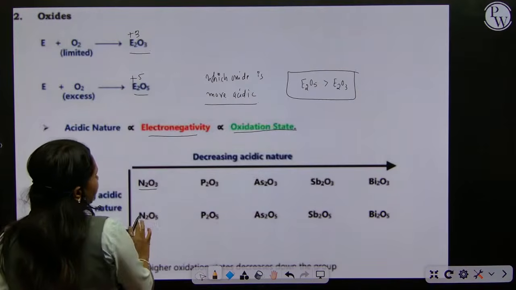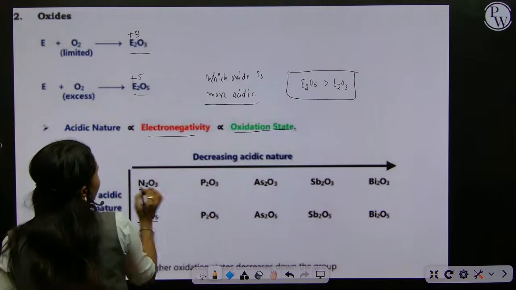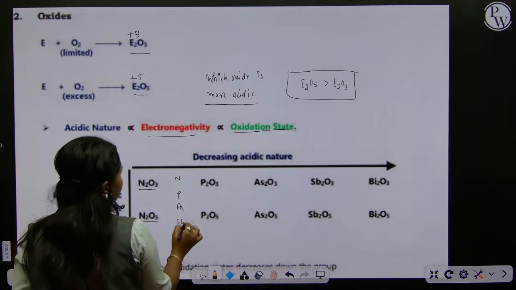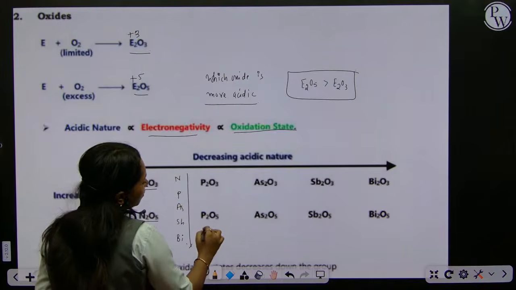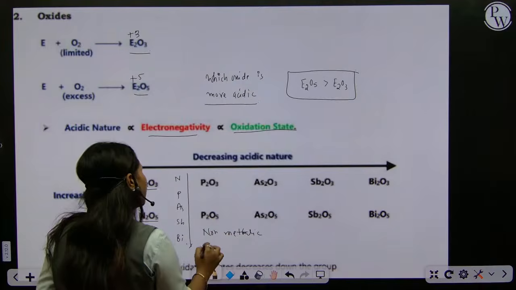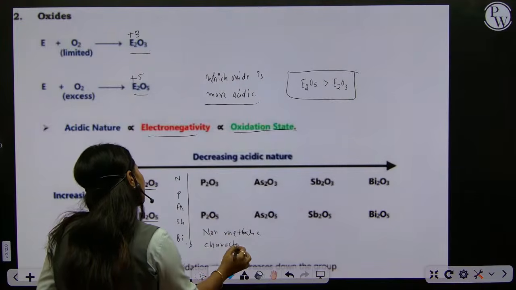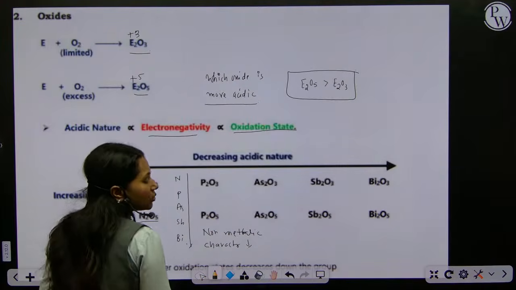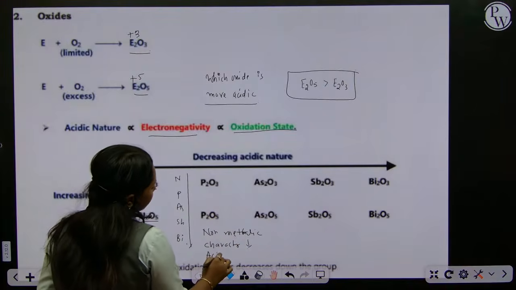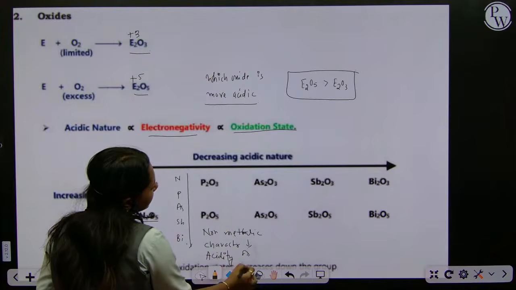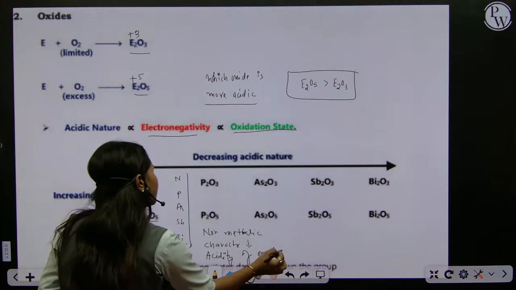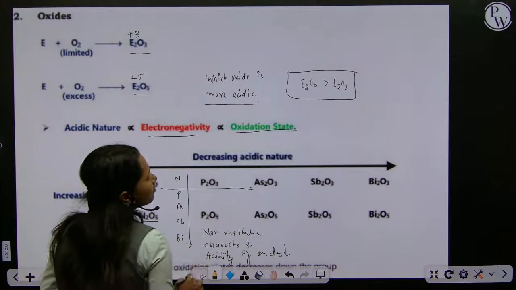So N2O3, N2O5. As in nitrogen, phosphorus, arsenic, antimony, and bismuth, as we go down the group, non-metallic character decreases. Hence, acidity of oxides decreases, right? So this is the order. Which one is highly acidic?